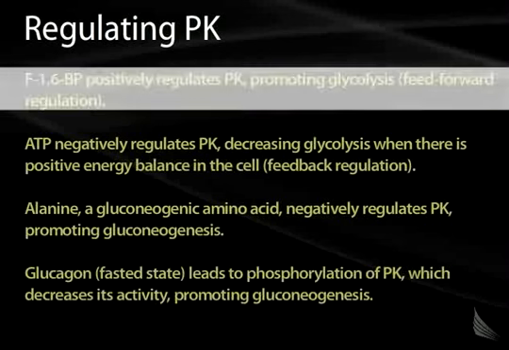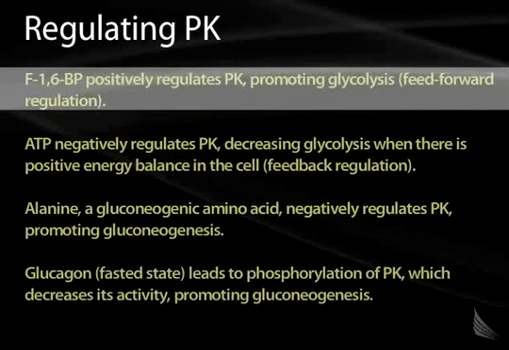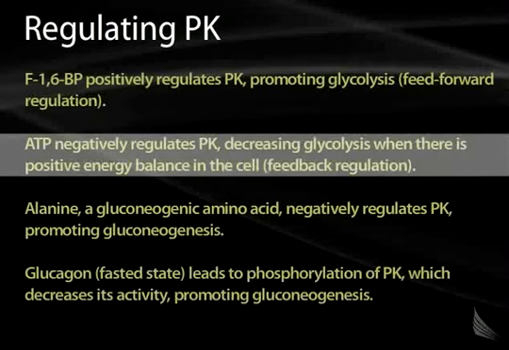Pyruvate kinase is regulated by fructose 1,6-bisphosphate, which positively regulates pyruvate kinase, promoting glycolysis. This is an example of feed-forward regulation. So in a sense, when fructose 1,6-bisphosphate levels are high, that's a signal that glycolysis is increasing, and it sort of prepares pyruvate kinase for an incoming load of substrate. On the other hand, ATP negatively regulates pyruvate kinase, decreasing glycolysis when there's a positive energy balance in the cell. This is the same concept that we talked about for hexokinase.